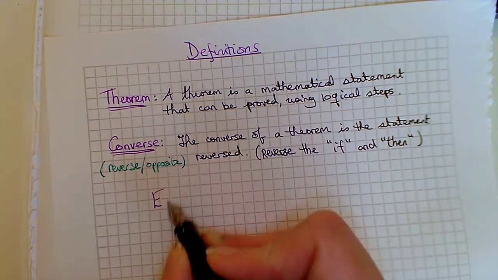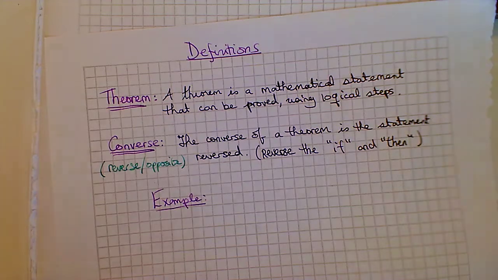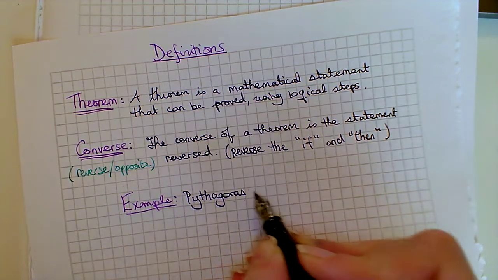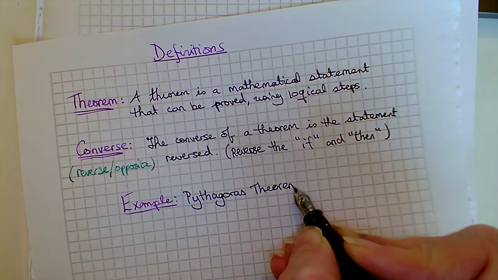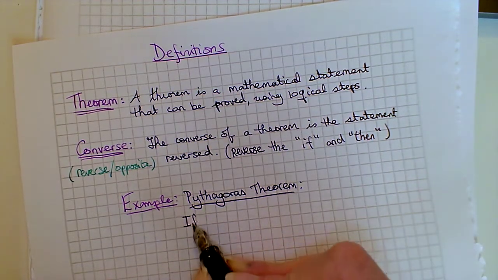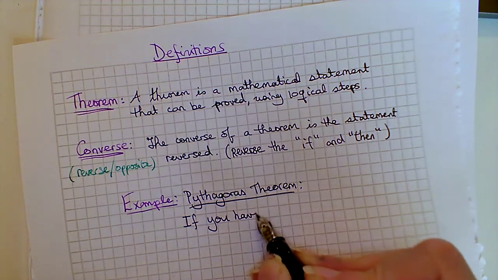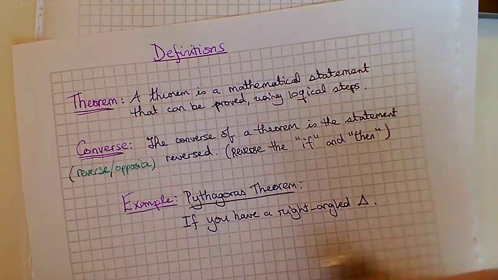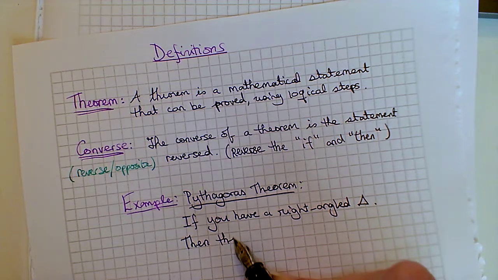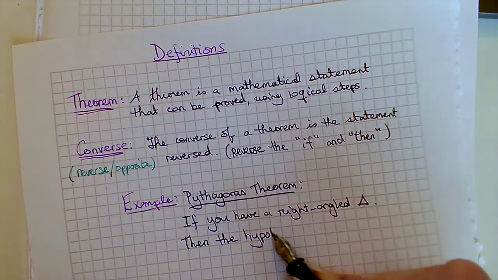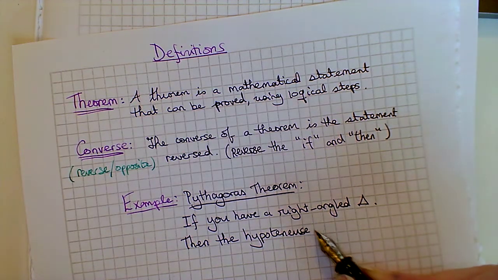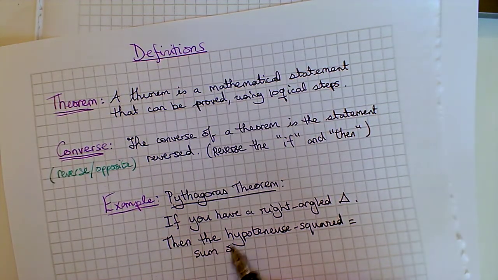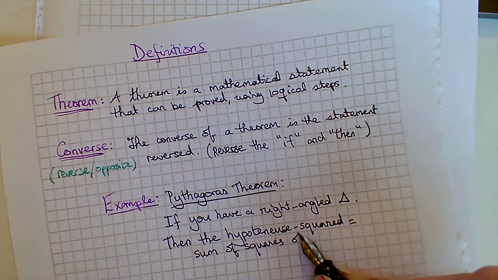We have an example. Pythagoras theorem states that if you have a right-angled triangle, then the hypotenuse squared is equal to the sum of the squares of the other 2 sides.